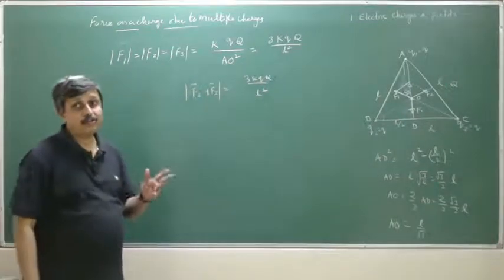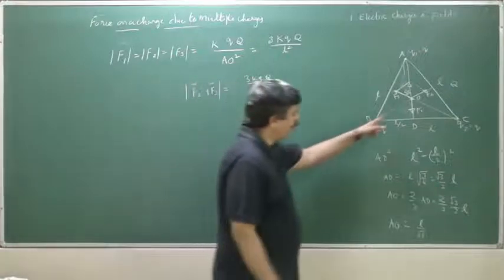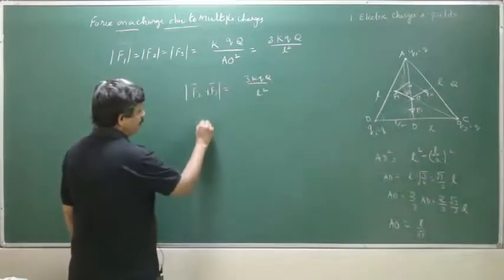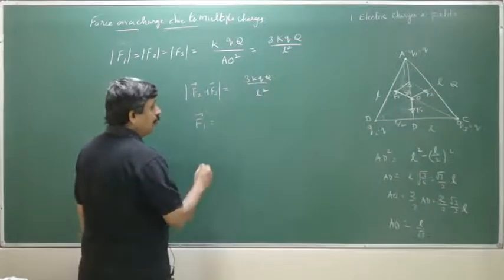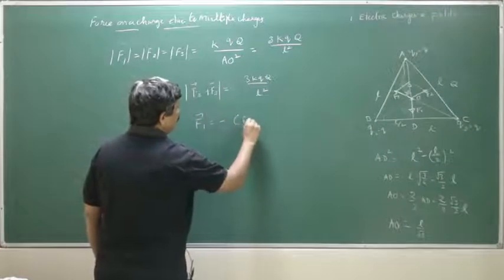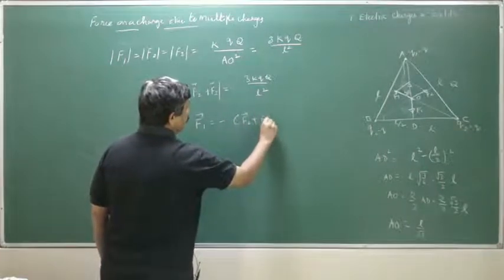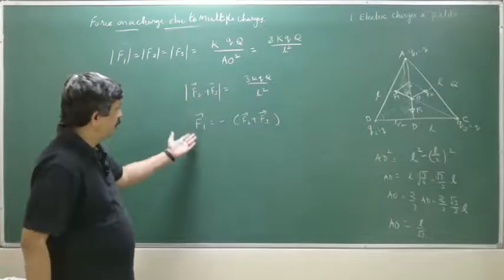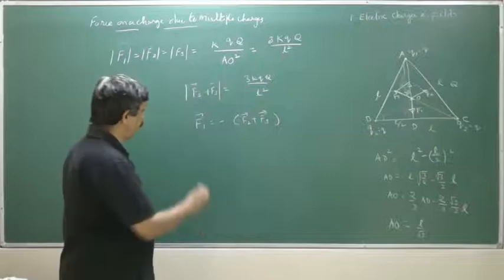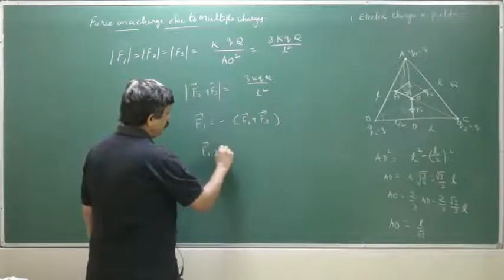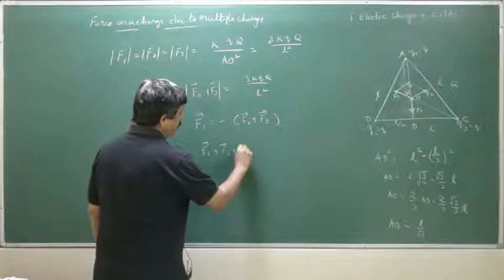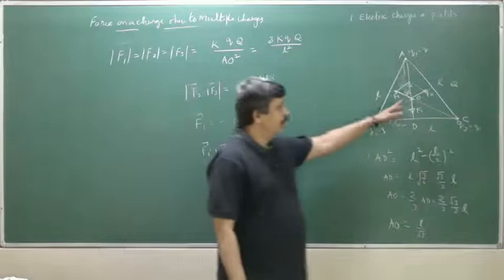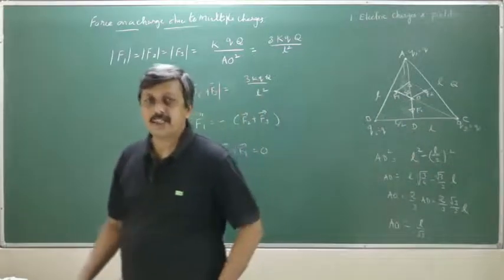However, the direction of that will be exactly opposite to F1. So we can say that F1 as a vector is equal to minus of F2 plus F3. Magnitude wise they are equal. So that means F1 plus F2 plus F3 is equal to 0. That means the net force at this point on capital Q is 0.